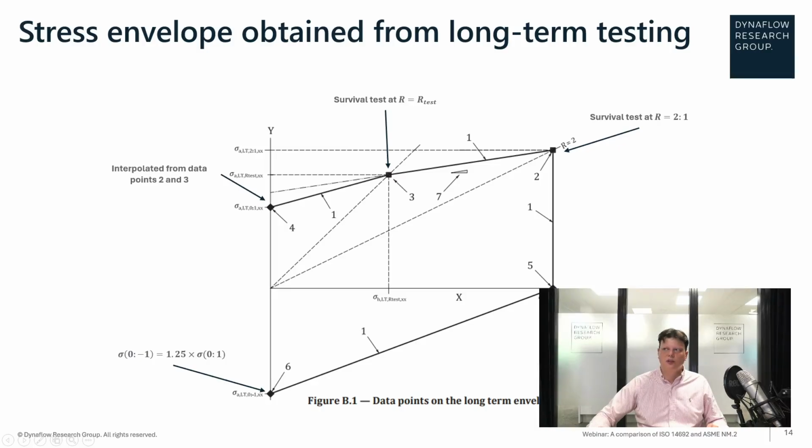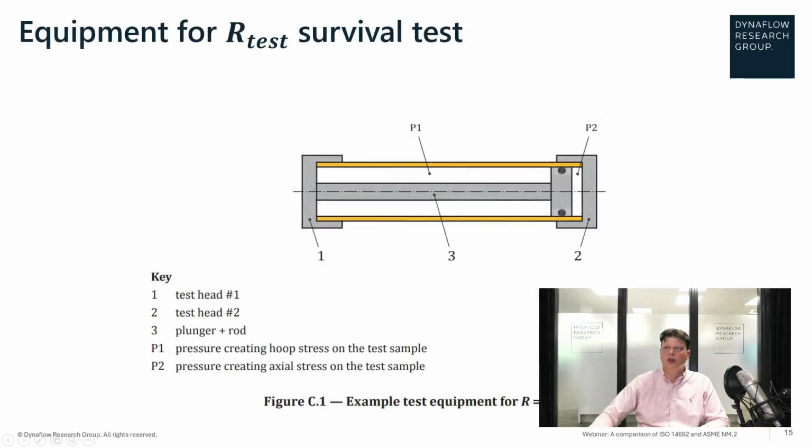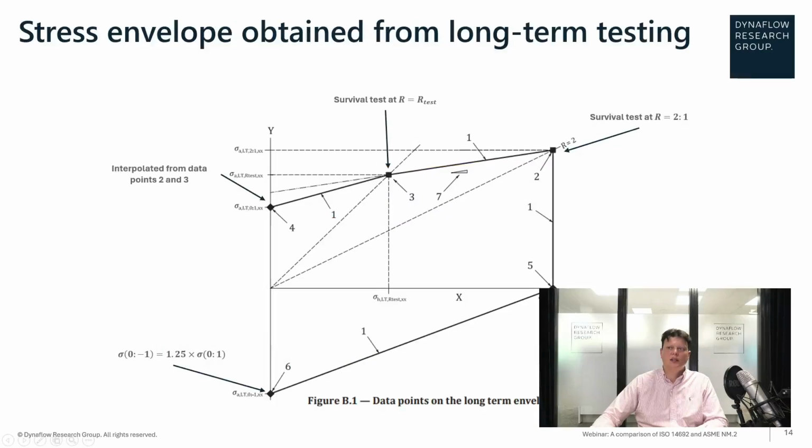The survival test at the 2-to-1 ratio, where pressure acts on an unrestrained pipe, as well as a survival test at R equals R test. And this is an example of how this looks. The pressure in these two chambers is balanced to create the desired loading ratio between hoop and axial stresses. One thing to note is that both the survival test at R equals R test and the 2-to-1 loading ratio are considered long-term tests.